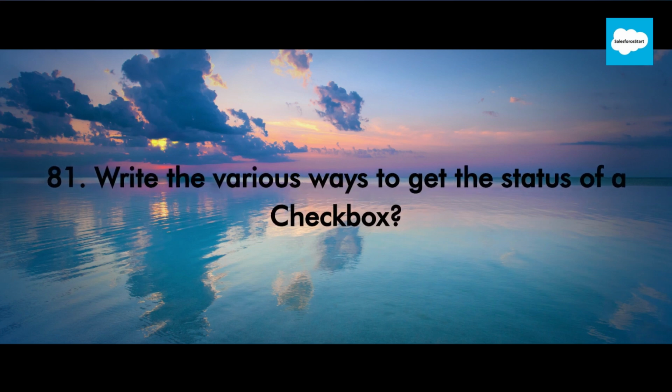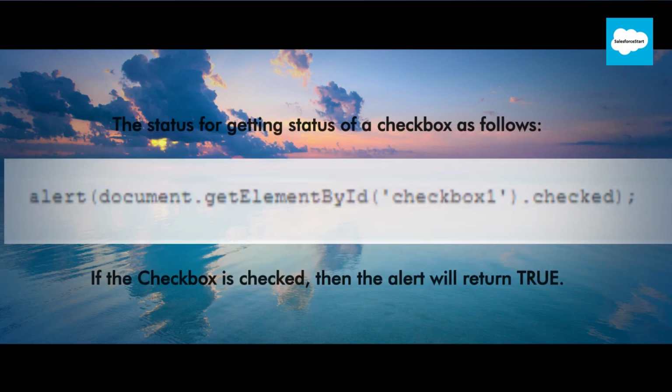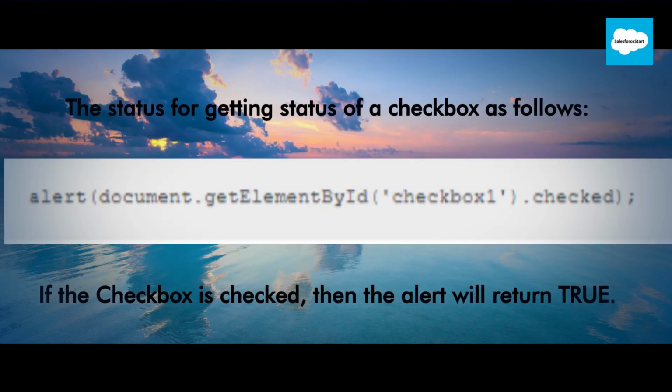81. Write the various ways to get the status of a checkbox. The ways of getting the status of a checkbox are as follows. If the checkbox is checked, then the alert will return true.